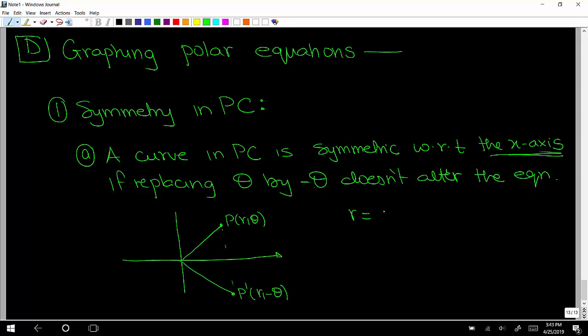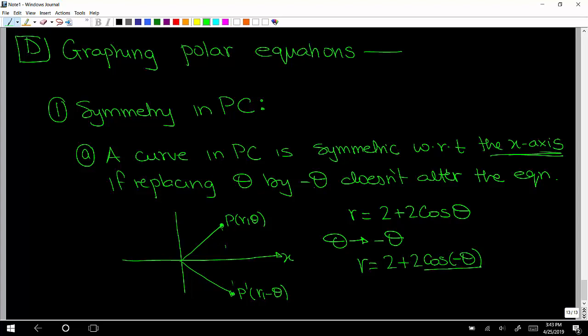R is equal to 2 plus 2 cosine theta. So what we're going to do here is we're going to change theta to minus theta, and if the curve remains the same, then we say that this curve in polar coordinates is symmetric with respect to the x-axis. Whatever we have here, we're going to have down here. Okay, so let's do that. R is equal to 2 plus 2 cosine of minus theta. But we know from trig cosine is an even function, so cosine of minus theta is just cosine theta. So you can see we are back to the original equation that we started with.